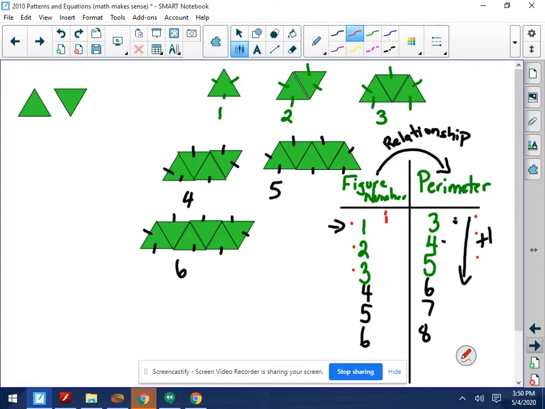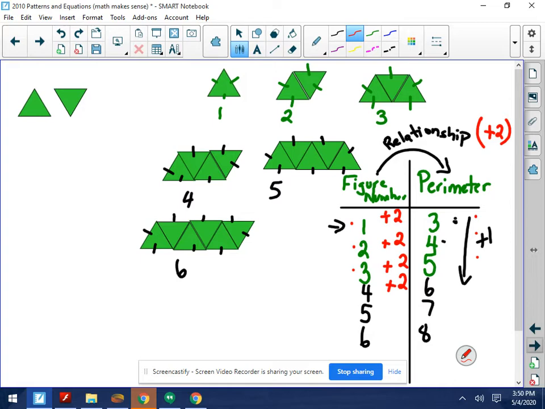So we have to think of another relationship to go from 1 to 3. How about a relationship of add 2? 1 plus 2 is 3. That works. 2 plus 2 is 4. That works. 3 plus 2 is 5. That works. 4 plus 2 is 6. So the relationship is a +2 relationship. Okay, that's good.